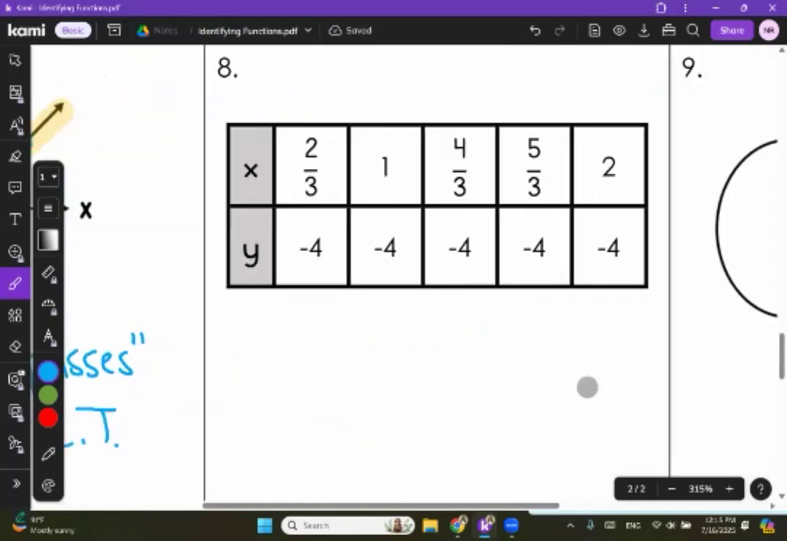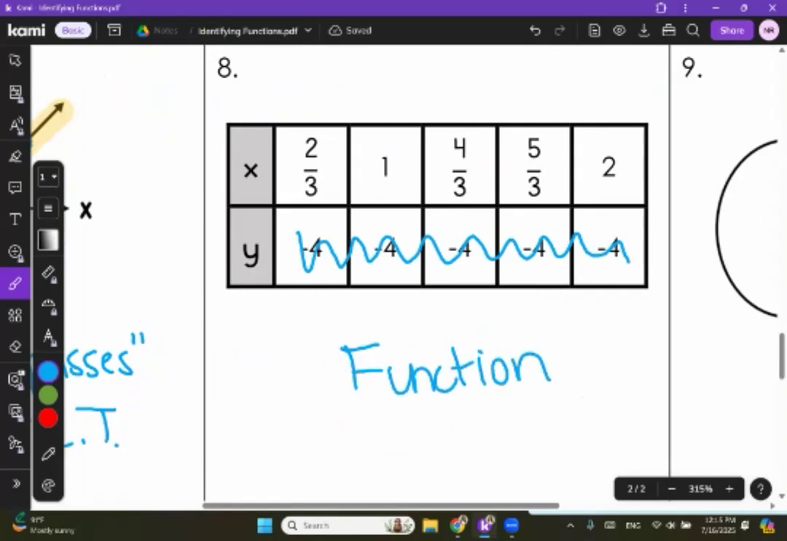Number 8. Scratch out your Y values, only look at your X. None of those numbers repeat. So this is a function.